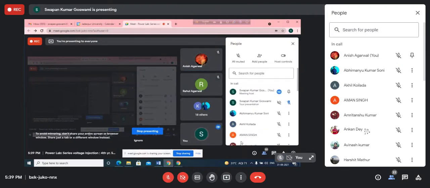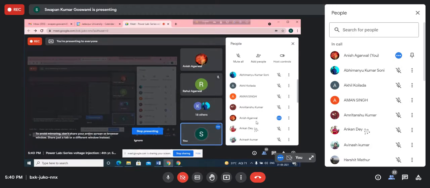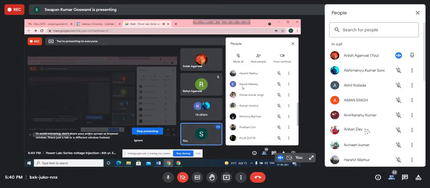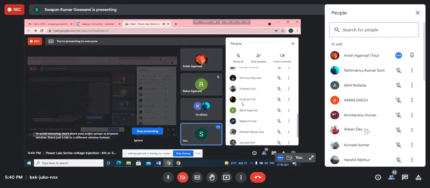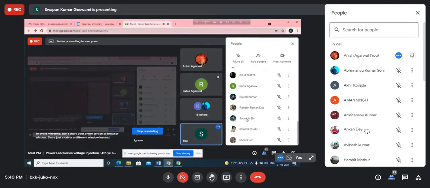Okay. Then let me. No, I don't have the roll sheet actually. Okay, sir. I am reading out from here. Use this mark. Who is absent? Obhimanyu Kumar Soni, Okhil Koilada, Aman Singh, Amritangshu Kumar, Onish Agarwal, then Ankon De, Avinash Kumar, Harshit Mathur, Kaushik Mahata, Kishan Kumar Singh, Kumari Amisha, Mrinmoy Barman, Prashant Giri, Pooja Dotto, Rahul Agarwal, Rajesh Kumar, Rishabh Ranjan Das, Saurabh Sheet, Shakir Sheikh, Shreya Giri.